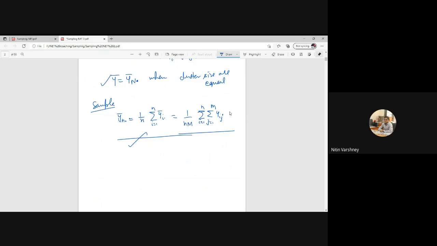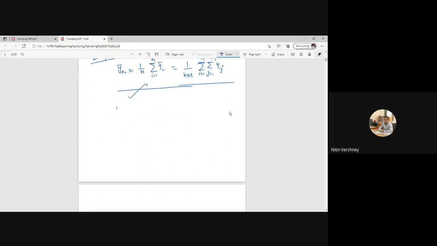So for equal clusters, we will have mi is equal to m. For equal clusters, mi is equal to m. Now, what will be the unbiased estimator of the population mean? That will be y bar n. So we can write y bar n dot is an unbiased estimator of the population mean. Okay, so this is the first theorem, unbiased estimator of the population mean.